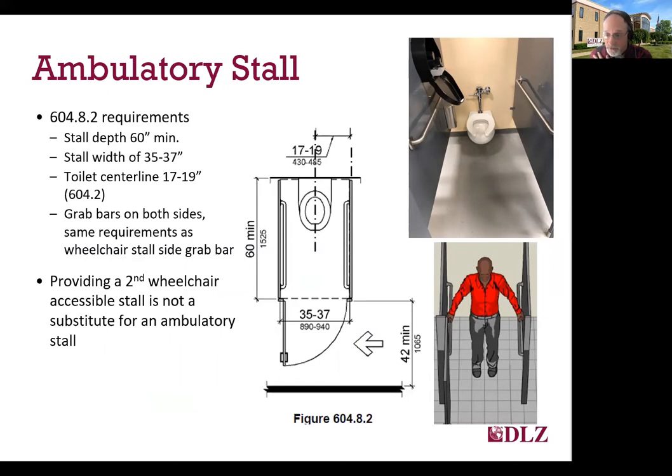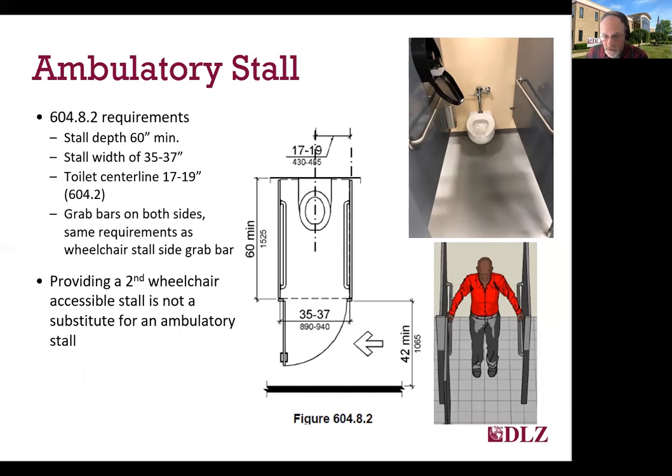The requirements for ambulatory stalls for most of the items are identical to those for wheelchair stalls, but there are a few differences. Things that are identical include the clear spaces and the door handles on both sides and the outswinging door and the 32-inch clear width and whatnot. But for ambulatory stalls, the things that are unique and shown on the slide include that the depth must be 60 inches, regardless of the type of toilet mount that you have. The width of the stall must be between 35 and 37 inches exactly. If it's too narrow or too wide, it doesn't work very well.